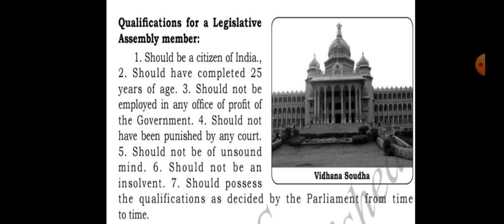Fourthly, he should not have been punished by any court of law. Fifthly, he should not be of unsound mind. That means he should not be insolvent or mad. Sixthly, he should not be an insolvent, as I said. Seventhly, he should possess all the qualifications which are decided by the Parliament from time to time.